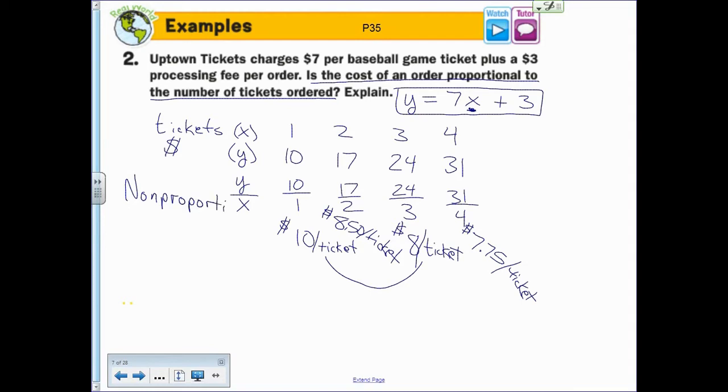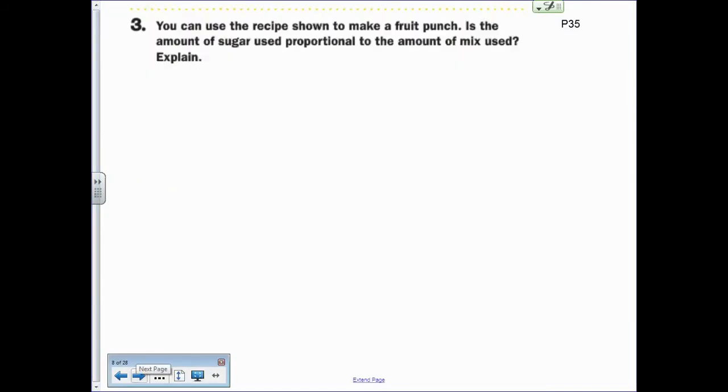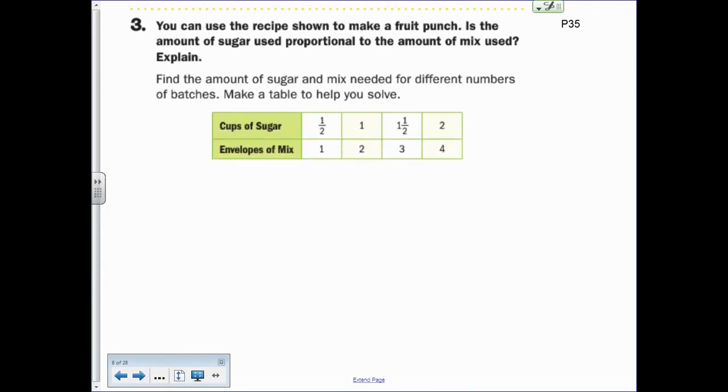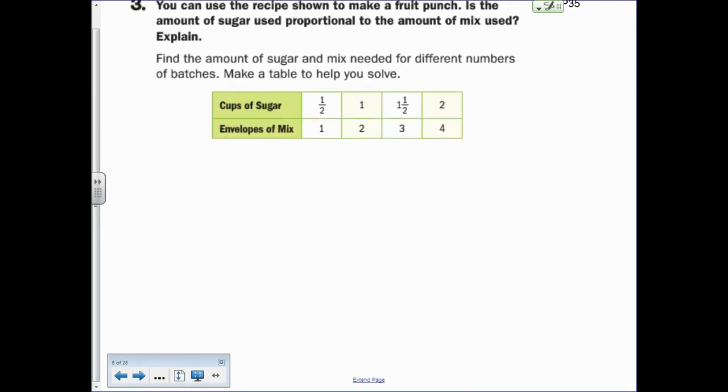Non-proportional. Let's take a look at example 3. It says you can use the recipe shown to make fruit punch. Is the amount of sugar used proportional to the amount of mix used? Explain. So they're actually giving you a table here, and I'm going to have to move this down so that you can see it.